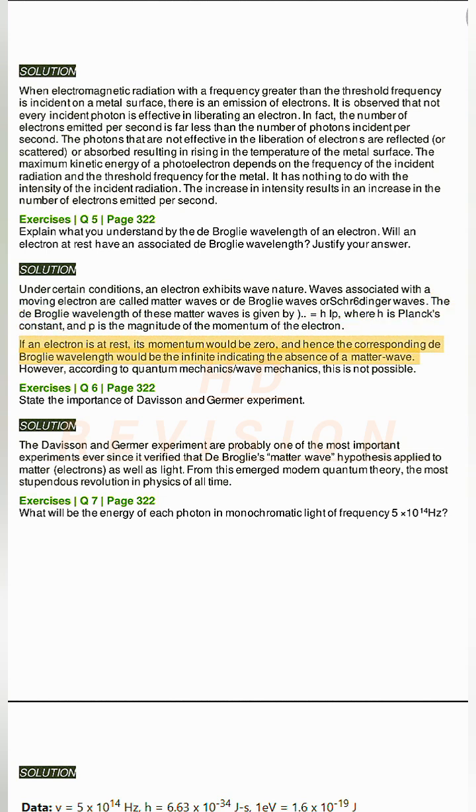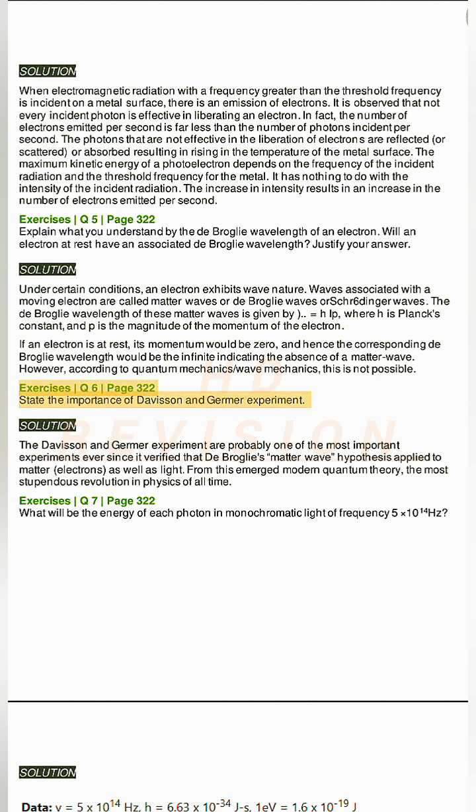If an electron is at rest, its momentum would be zero, and hence the corresponding de Broglie wavelength would be infinite, indicating the absence of a matter wave. However, according to quantum mechanics, wave mechanics, this is not possible.